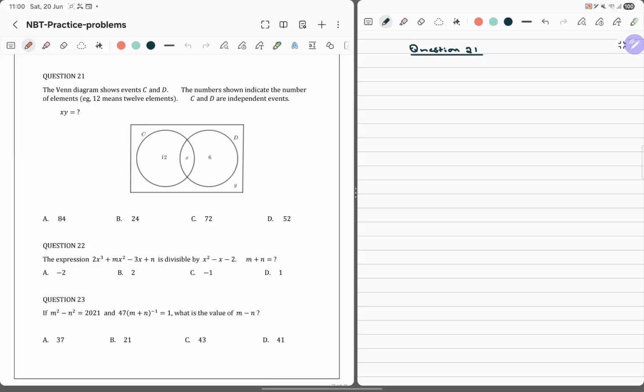Now, question 21 says, in the diagram, the Venn diagram shows events C and D. The numbers shown indicate the number of elements, meaning 12 means 12 elements. Okay, it's not the probability basically. And C and D are independent events. Okay, so what do we know about independent events? We know that the probability of C intersect D is going to be the probability of C multiplied by the probability of D. Okay. So that's essentially what we know.